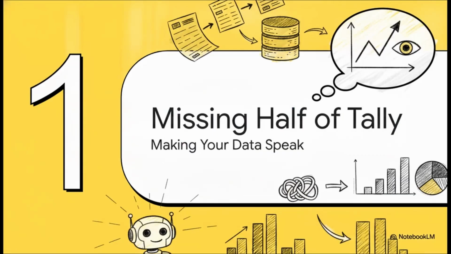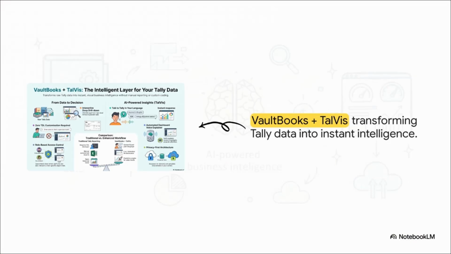The missing half of Tally, making your data speak. You know, the core problem for so many users is that extracting immediate visual insights from Tally creates this massive bottleneck. You have the data, sure, but you definitely don't have the answers when you need them most. But imagine this entire journey from raw static data to a completely AI-powered decision-making engine. VaultBooks acts as this intelligent layer. It sits right on top of your existing Tally company. It doesn't replace it, it just supercharges it, transforming everything into live dashboards without you having to export a single spreadsheet.